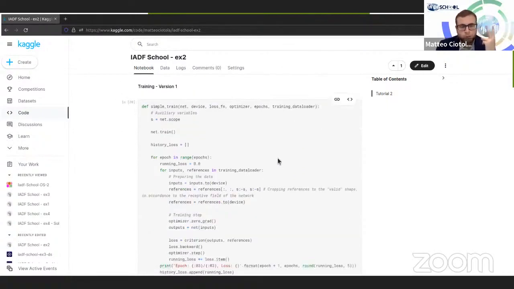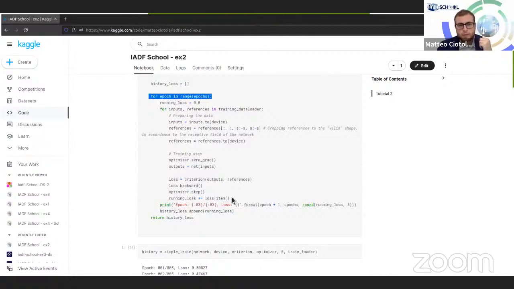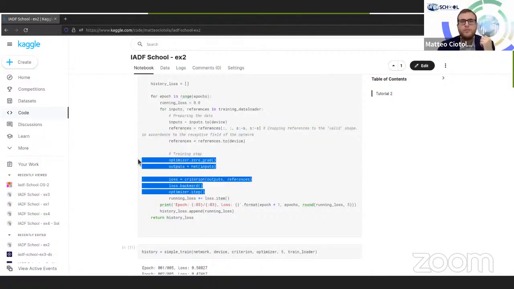This function consists of two nested loops. The outer counts the epochs, while the inner scrolls the batches until all the examples of the dataset have been used to feed the network during the training. We can enclose the backpropagation protocol in these few lines of code. First of all, the gradients are set to zero, and then the forward step is achieved, feeding the network with inputs and obtaining outputs that will be compared with the ground truth by the loss function.